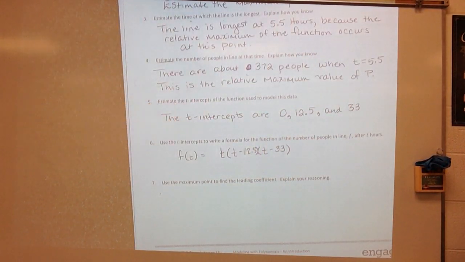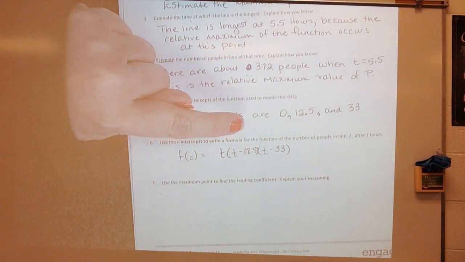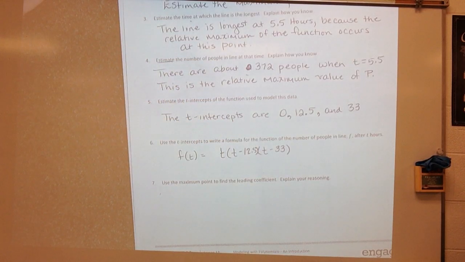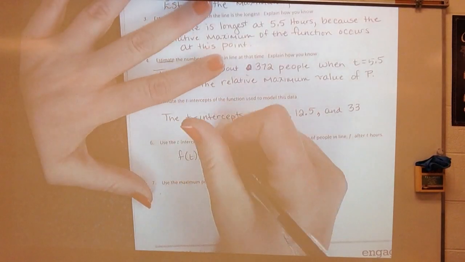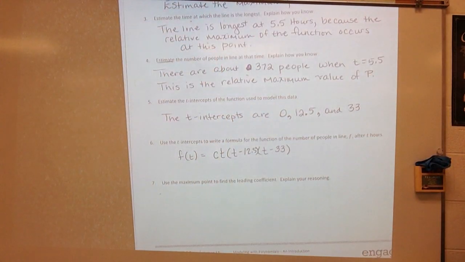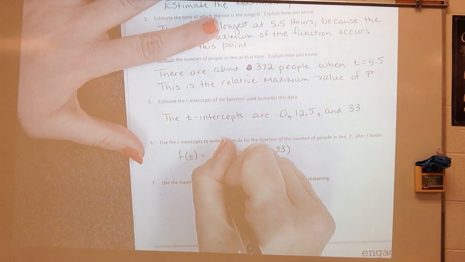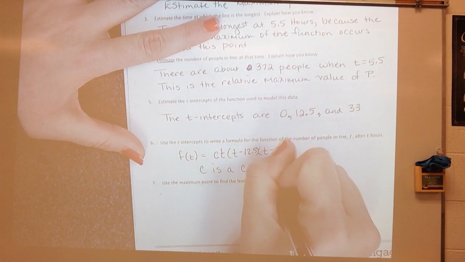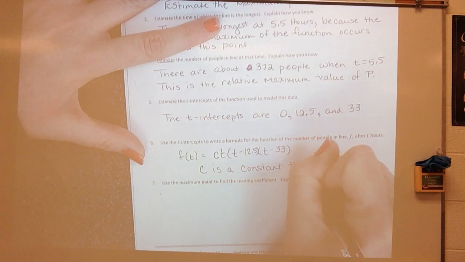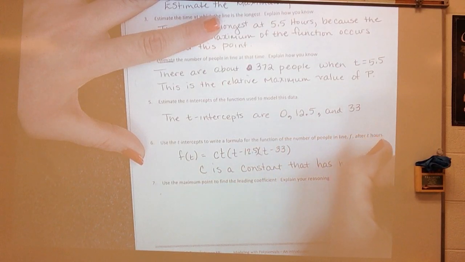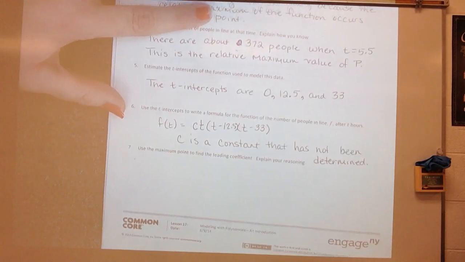Now, there's something else we need to use though. They want to know the number of people in line after so many hours. So I need to put another variable there because it's a constant that's not been determined. All right? It's something that's not been determined just yet.